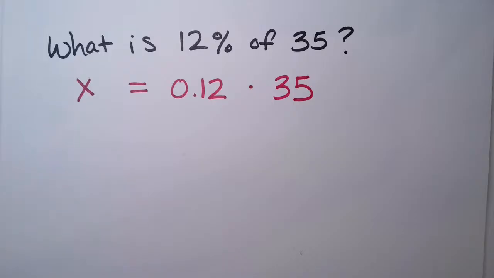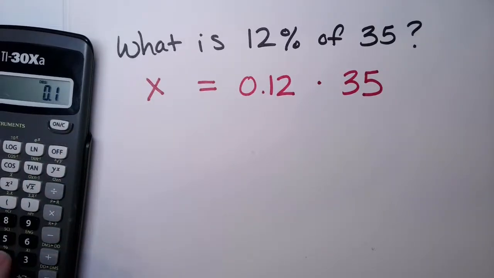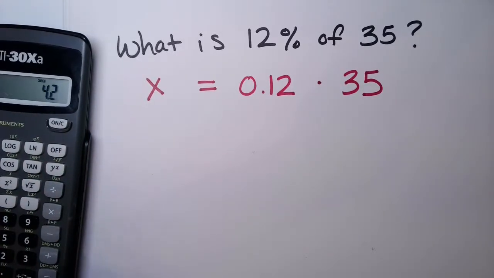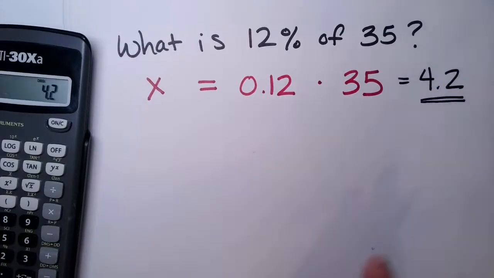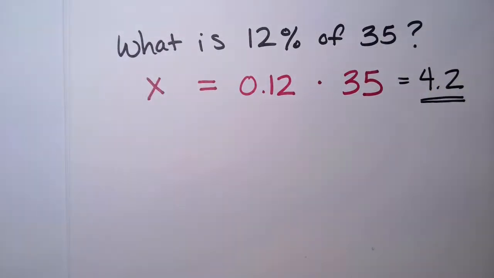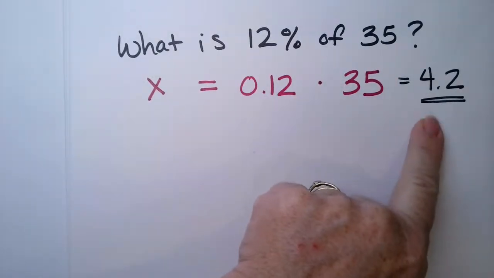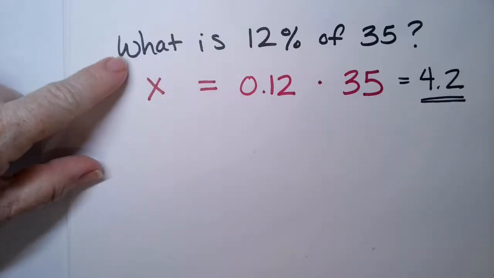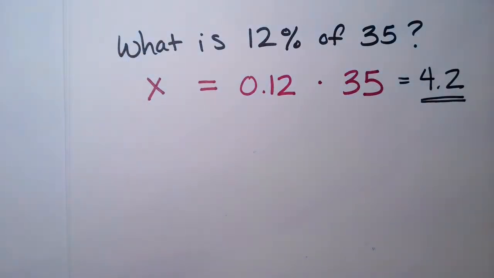Okay, and so grab your calculator. I'll slide this over. We have 0.12 times 35. Did you get 4.2? Good. It's not percent. It's not percent. So if I had $35 and I spent 12%, I would have $4.20 left. Okay, because the what is of this number. So whatever the units are here, same units here.